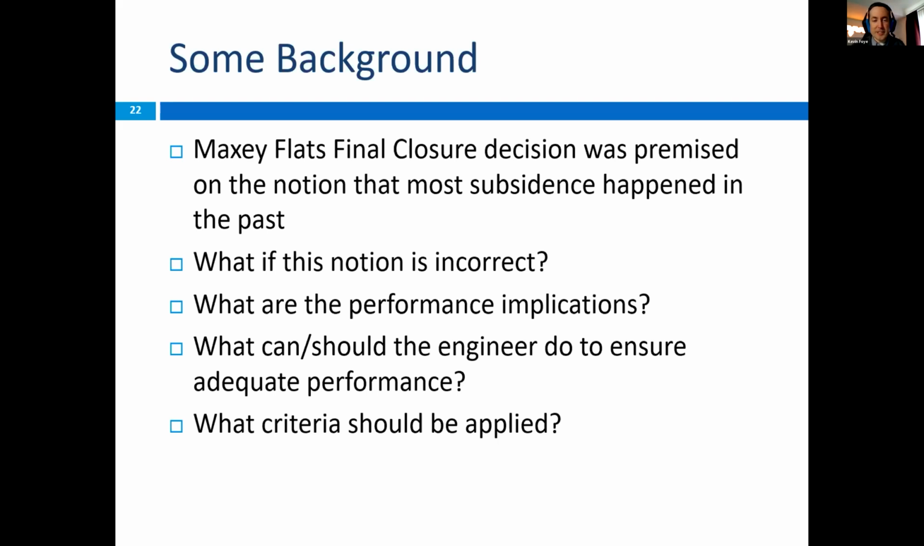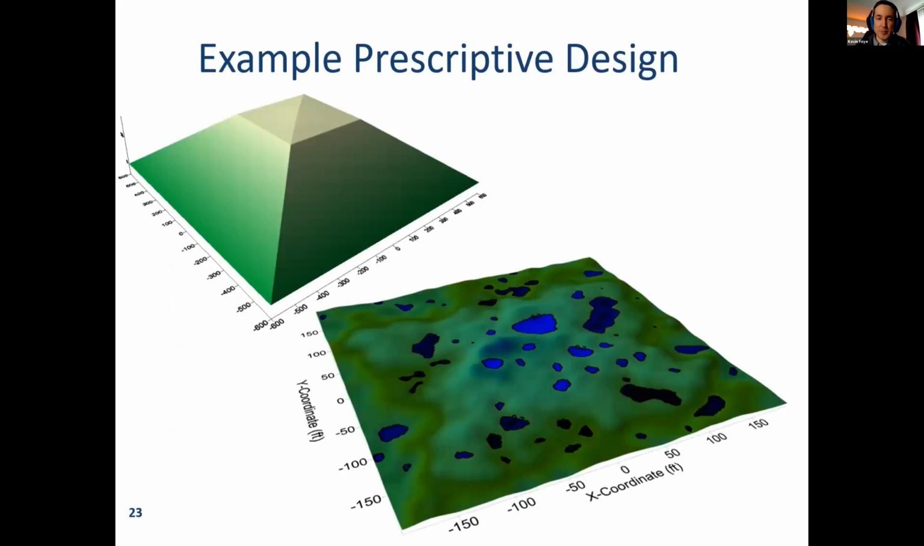So from an engineering perspective, we have to think about, well, what if that's not right? What if there's still more subsidence yet to happen? What is that going to do to our final cover in terms of performance? And what should we be doing at the remedial design stage to make sure that we are addressing that possibility and ensure we have adequate performance? And then going back to what I said at the very beginning of the presentation, how do we decide what adequate performance means quantitatively? What criteria do we use? That's actually the hardest question to answer. So I'm going to talk about that.